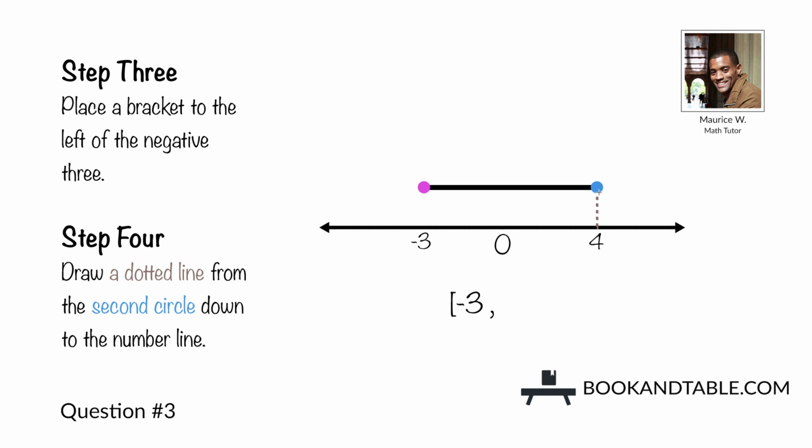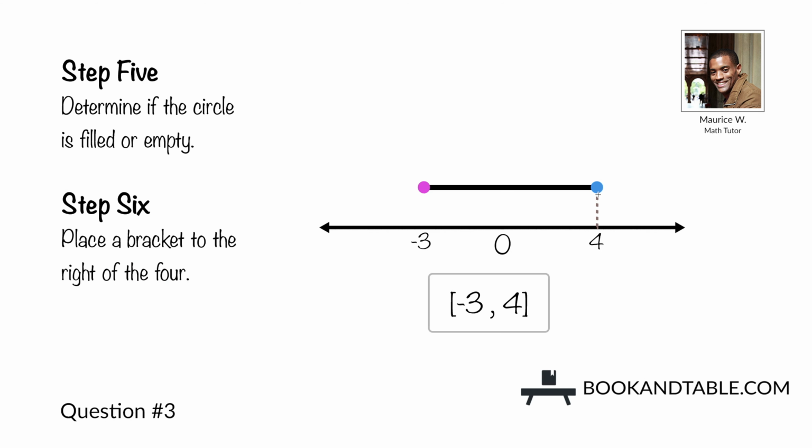So step 4, draw a dotted line from the second circle down to the number line. This helps you establish a value of 4 for this circle. Step 5, determine if the circle is filled or empty. And we see here that again, we are provided with a filled circle, which means that the largest value in this set is at positive 4.